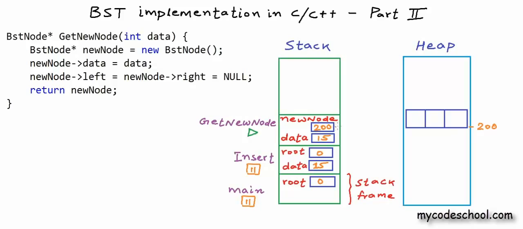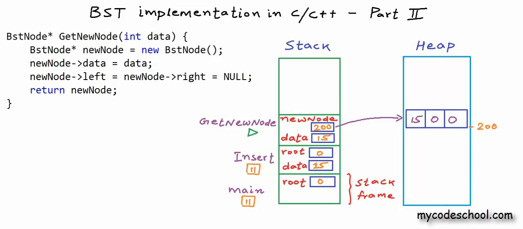So we have this link here, and now using this pointer new node, we are setting values in these three fields of the node. Let's say the first field is to store data, so we are setting value 15 here, and let's say this second cell is to store the address of the left child. This is being set as null, and the address of the right child is also being set as null. And now get new node will return the address of new node and finish its execution.